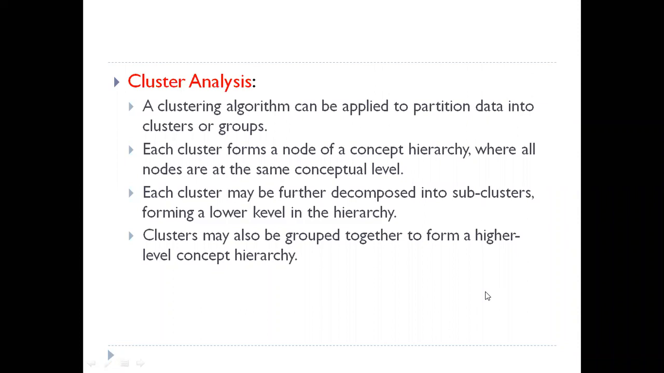This will allow us to form a lower level of hierarchy. From the higher level of hierarchy, we get to the lower level when we decompose a bigger cluster into subclusters. Clusters may also be grouped together to form a higher level of concept hierarchy. Are we able to correlate these clusters to the concept hierarchy? There are subclusters, and when you group the subclusters, we make a bigger cluster. These bigger clusters can also be grouped to form a higher level of concept hierarchy. Now let us get back to our discretization.